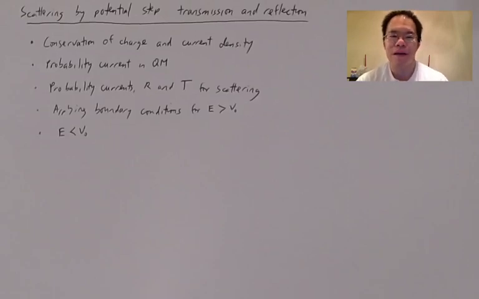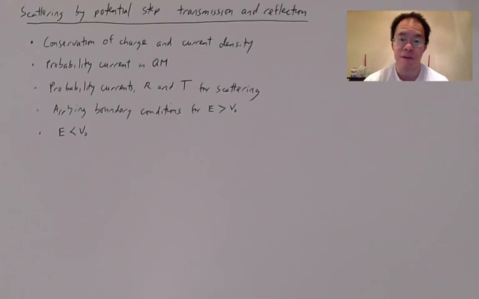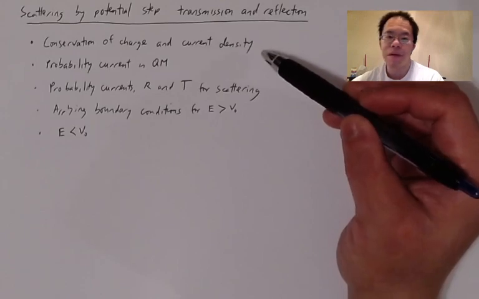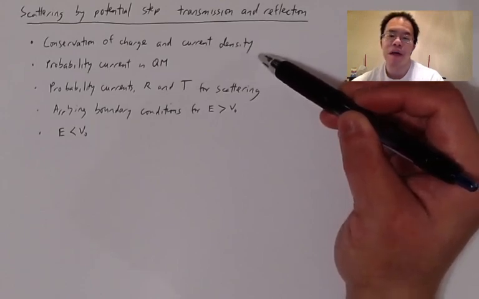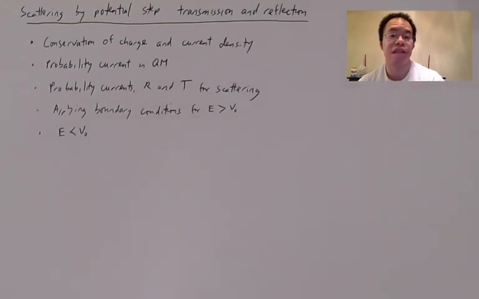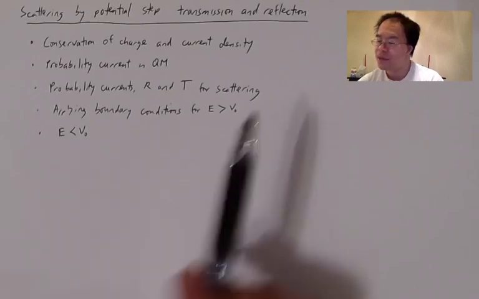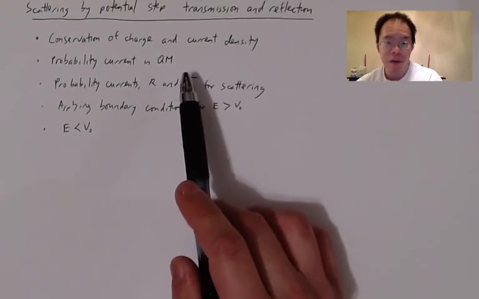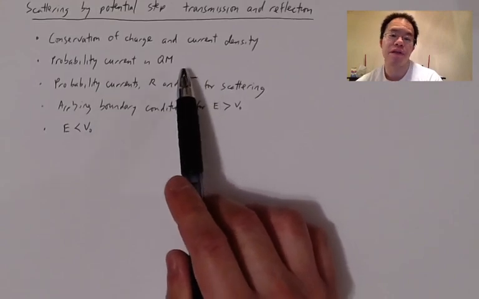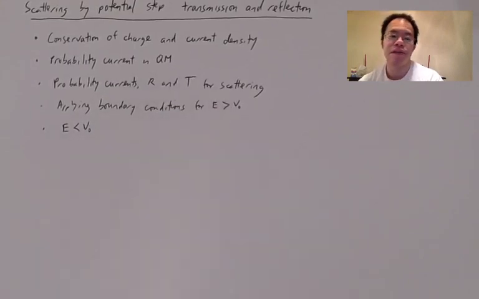So hi everyone, I just wanted to make this bonus video to talk through some of the details in quantitatively addressing scattering by a potential step, and in particular understanding the transmission and reflection coefficients. Now in order to do that, we're going to do a few things. So I want to spend a few minutes talking about conservation of charge and current density in E and M. An example that I think helps us understand the nature of the probability current in quantum mechanics, because the probability current is what we need to do the analysis.